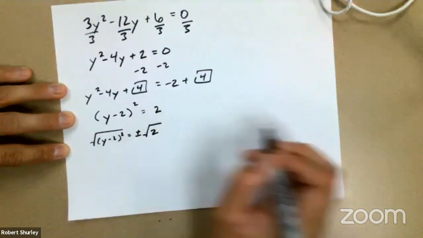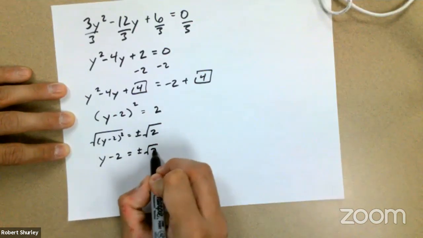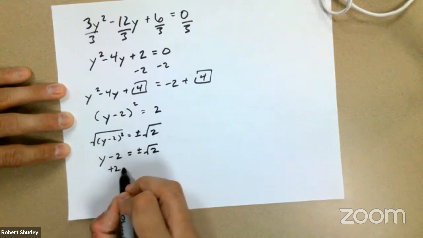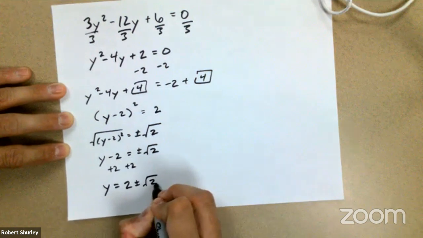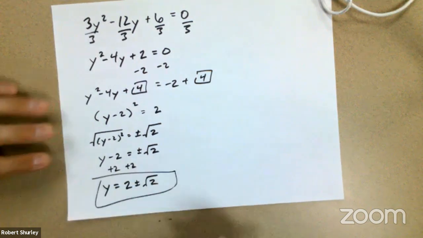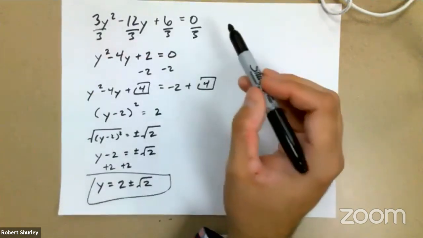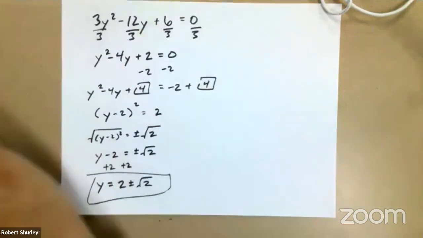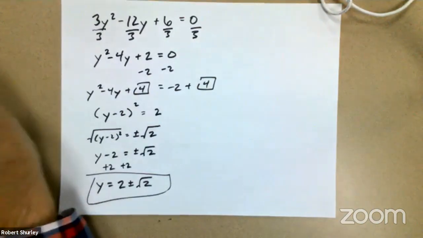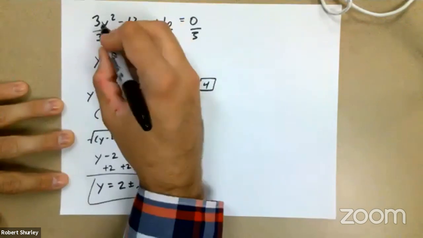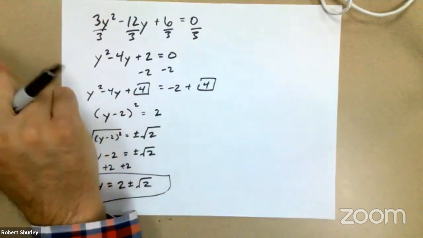Do not forget the plus or minus. So you get y minus 2 equals plus or minus the square root of 2. Add the 2 to the other side. You get y equals 2 plus or minus the square root of 2. So if we have a number out front, you just divide it into everything on the first step. You'll see that in the homework. If the square term's not 1 by itself, just divide that number into everything.